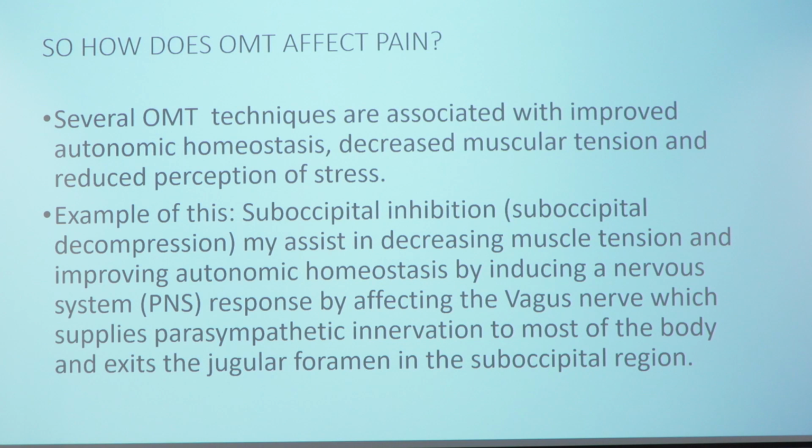So there are multiple OMT techniques that have been shown to produce autonomic homeostasis, so balance these. An example of this is suboccipital inhibition. So your suboccipital muscles right here in the back of your head, your parasympathetic nerve, the one that does most of the body, the vagus nerve, exits through the jugular foramen. And so by doing a little technique to relax those muscles, you can help to increase parasympathetic expression.